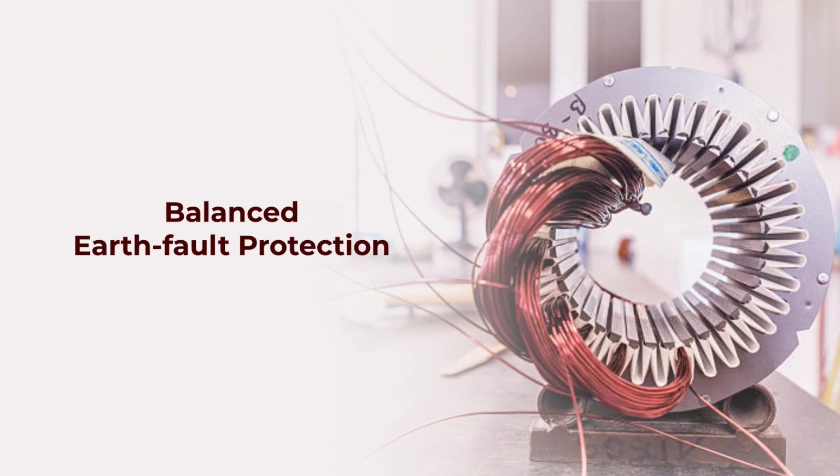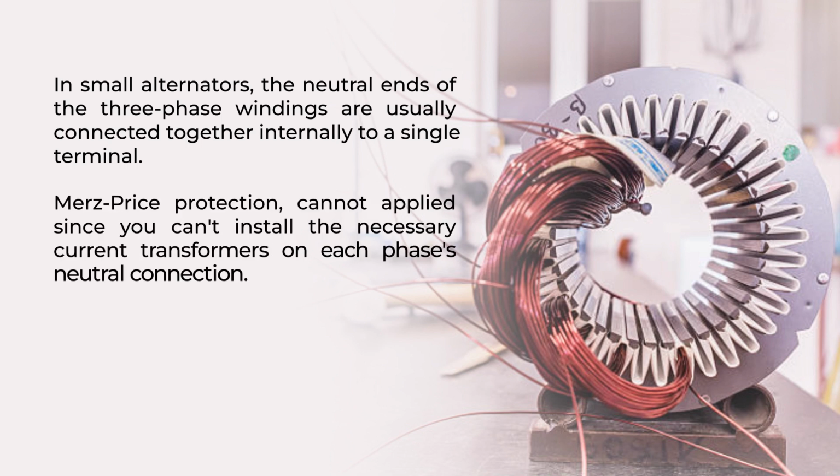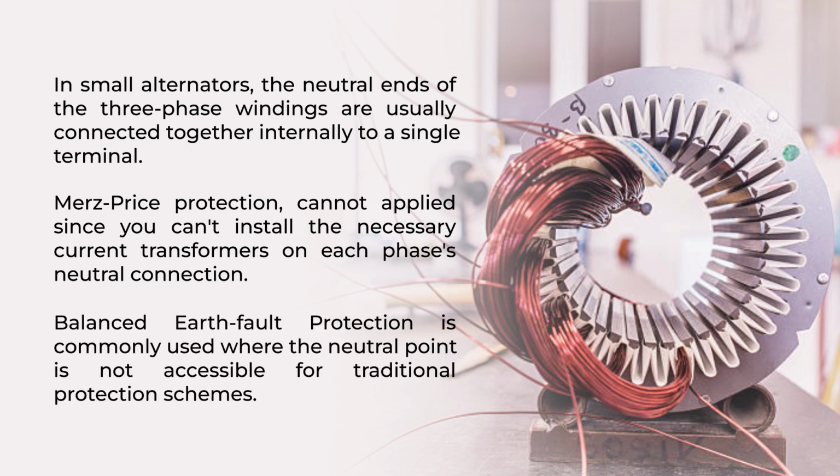Balanced earth fault protection. In a small alternator, the neutral ends of the three-phase winding are usually connected together internally to a single terminal. Because of this setup, it is not possible to use the Merz-Price circulating current method for protection, since you can't install the necessary CT on each phase's neutral connection. Instead, a balanced earth fault protection scheme is used to detect earth fault. However, this method does not protect against faults between the phases.